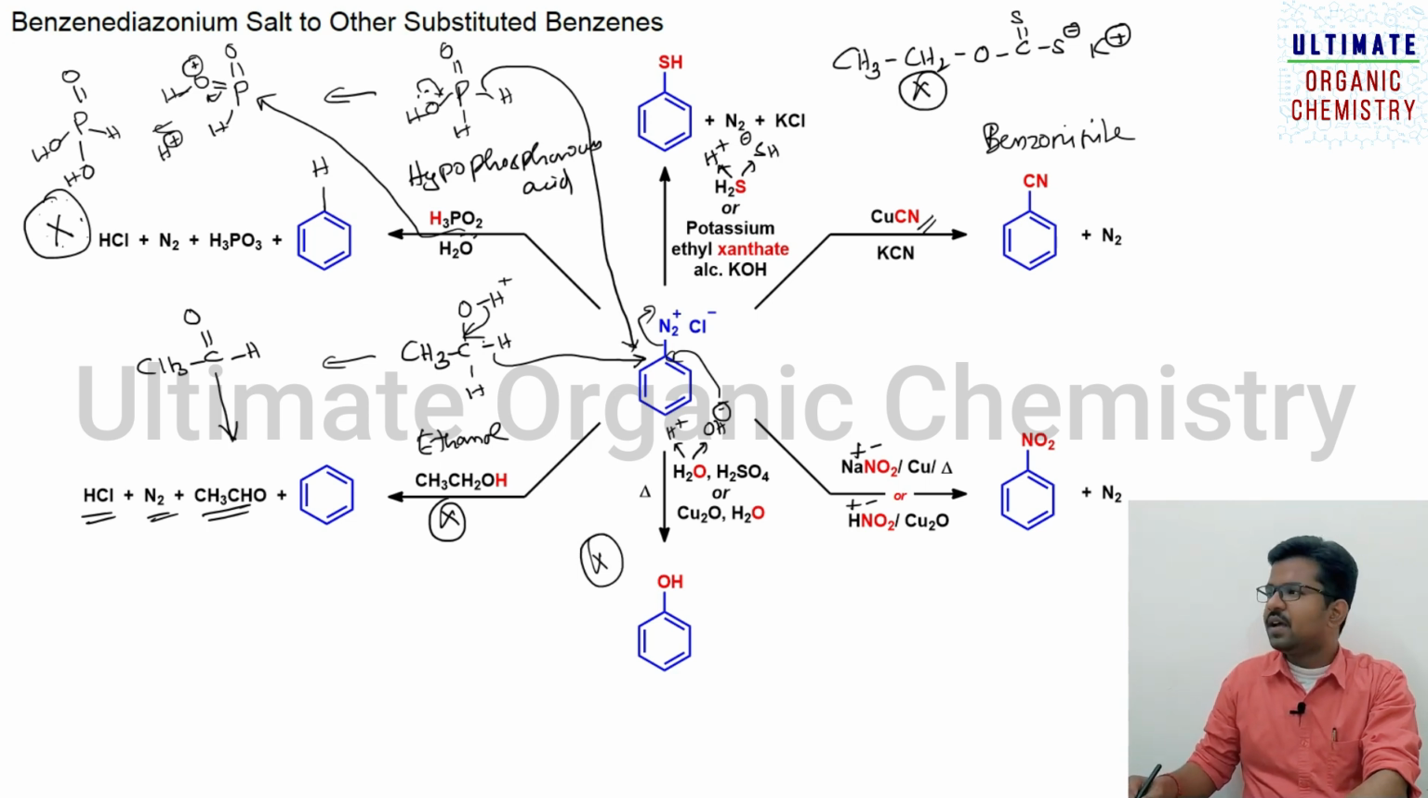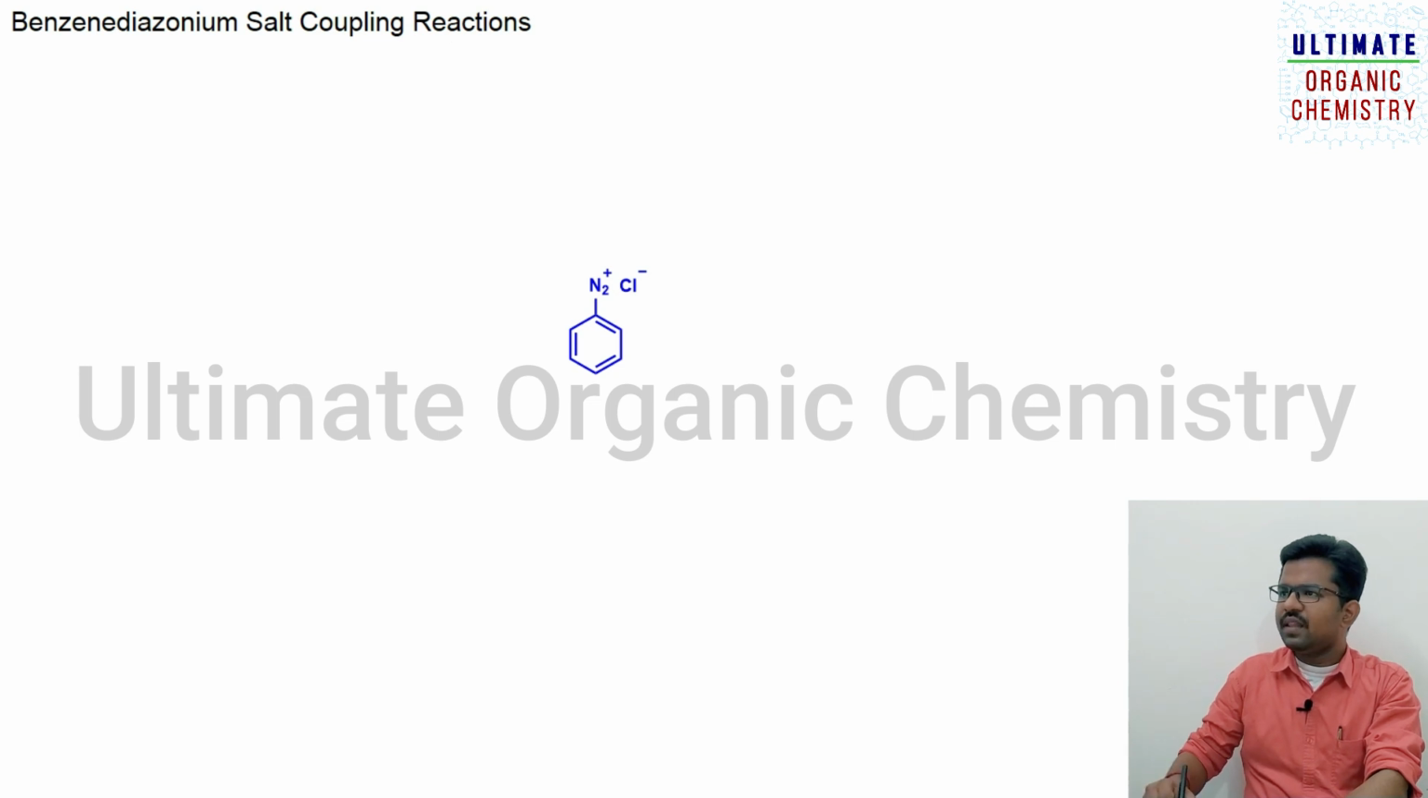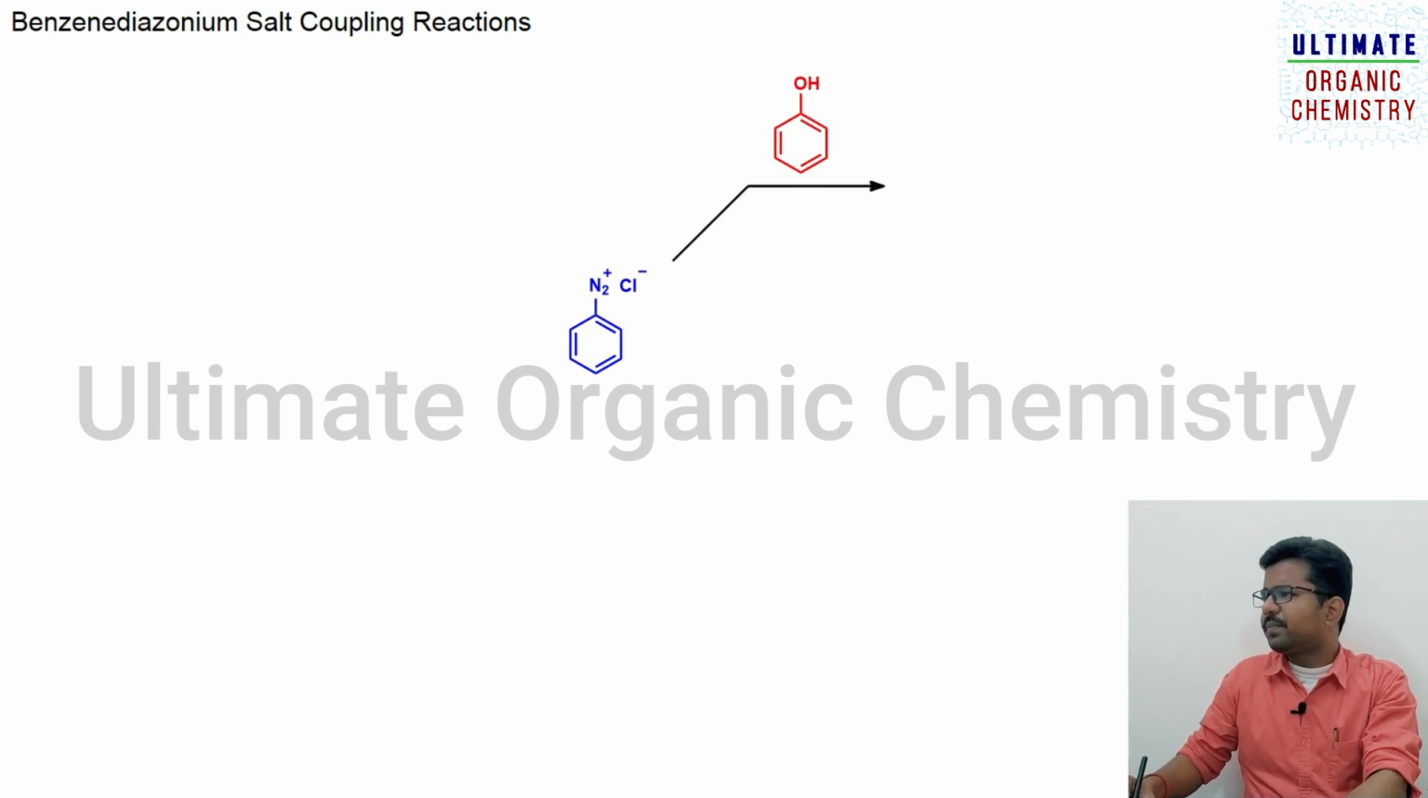We have another example, that is the benzene diazonium salt coupling reaction. So far we have discussed displacement type reactions, and here we are going to discuss the coupling reaction. What do you mean by coupling reaction? When benzene diazonium chloride is treated with phenol in the presence of a basic medium, that is sodium hydroxide, it will lead to the formation of this product, that is para hydroxy azobenzene, which is orange in color.